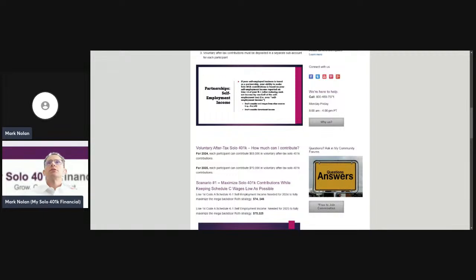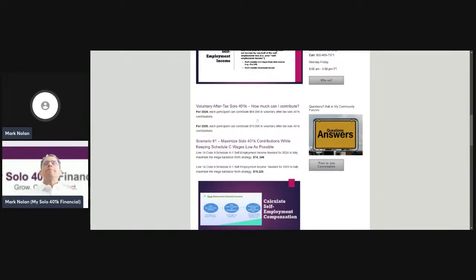Okay, let's do a live calculation here. First, we're going to start with tax year 2024, since you still have time to open a solo 401k plan here in 2025 to make contributions for 2024. And that's to make voluntary after-tax solo 401k contributions specifically. We'll shed more light on that later in our presentation.